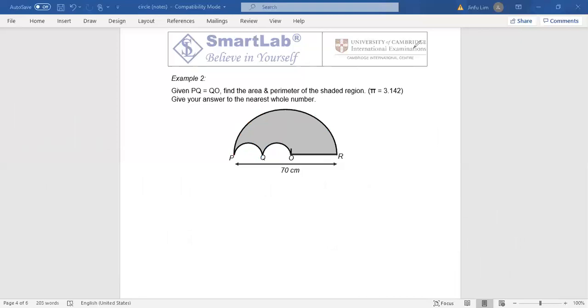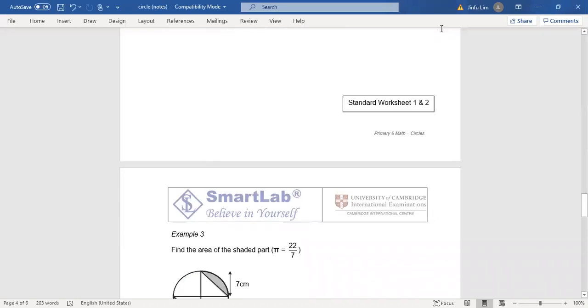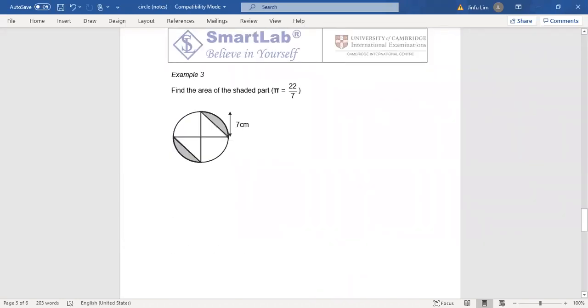Okay, now let us take a look at the last example. For this example here, find the area of the shaded part. To find the area of this shaded part, you can see that this big circle is divided into 4 quadrants. So to find one of these shaded parts, you can take the quadrant minus the area of a triangle. Then you will be able to find one of these shaded parts.